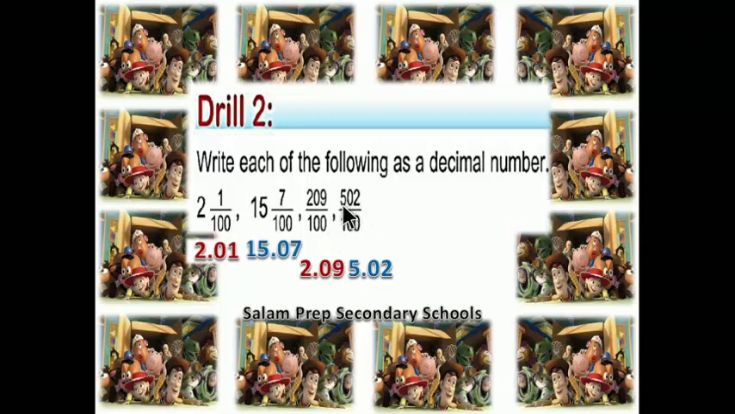Another one for you, 502 over 100. This is an improper fraction, so please put the decimal point beside 502, okay? Look, 100 has 2 zeros, so the decimal point will move backward 2 steps, 1, 2. The answer will be 5.02, 5 and 2 hundredths.